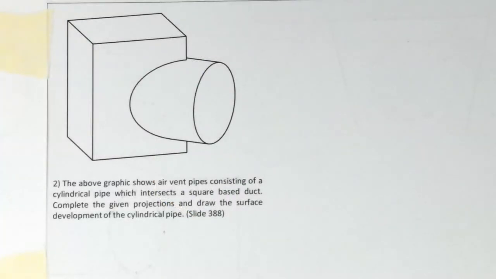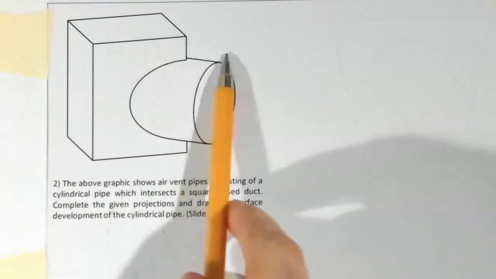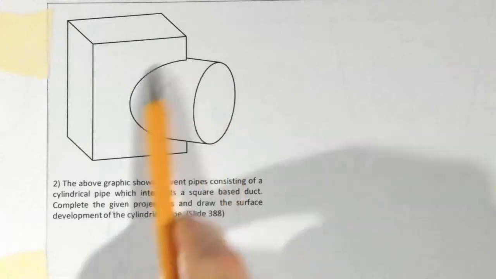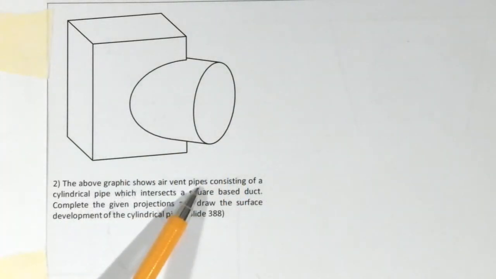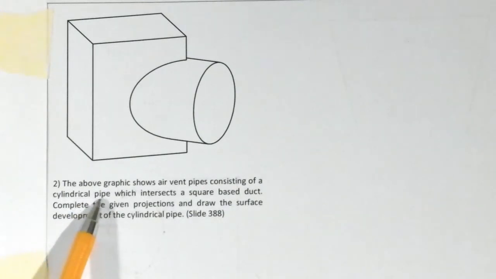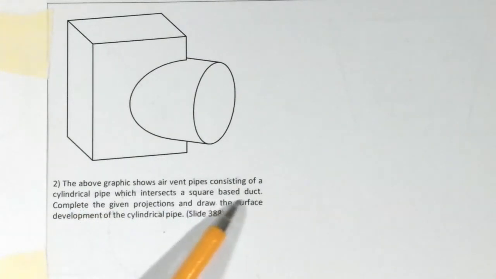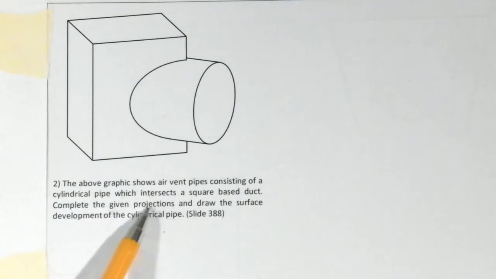Right folks, the question we're going to do here today is a question on surface developments and a little bit on orthographic, and it has a lot to do with interpenetration of solids. So what we have here is a cube and a cylinder that is penetrating into it, and it says the above graphic shows an air vent pipe consisting of a cylindrical pipe which intersects a square base duct. Complete the given projections and draw the surface development of the cylindrical pipe.